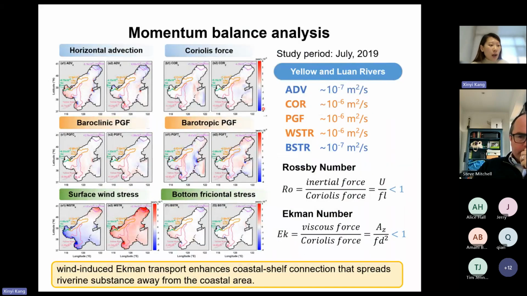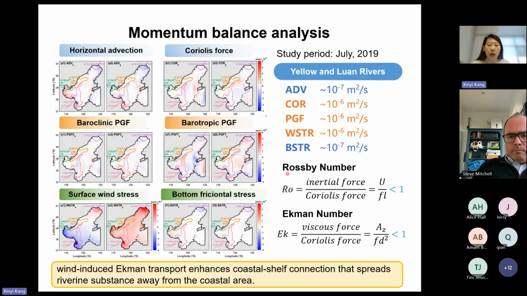Moreover, we also performed the momentum balance analysis, and July 2019 was selected since the particle-influenced areas were relatively large in this month. From the spatial pattern of each important momentum term and their corresponding values, we could see that for the particle influence areas from the Yellow River and Luan River, the Coriolis force, pressure gradient force, and also the surface wind stress terms are the dominant terms for the momentum balance.